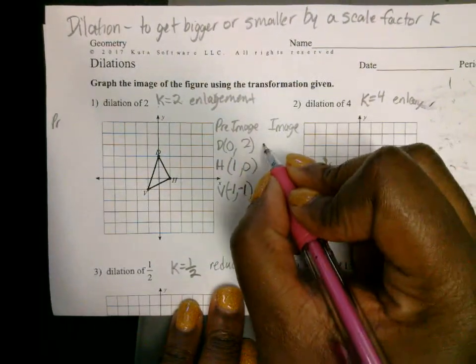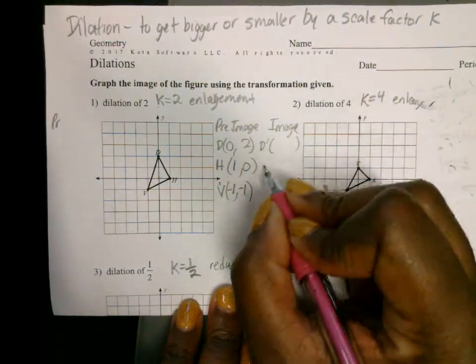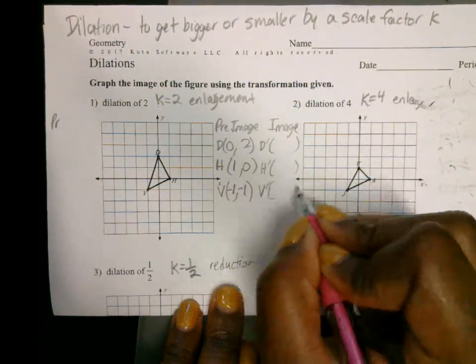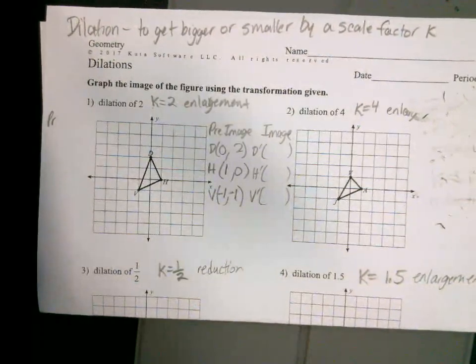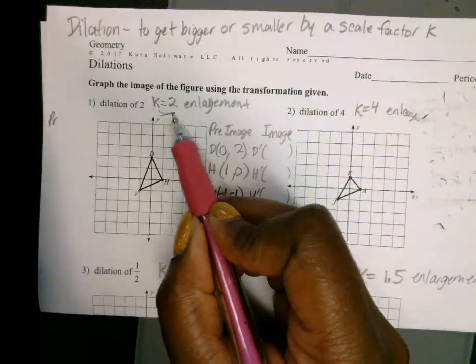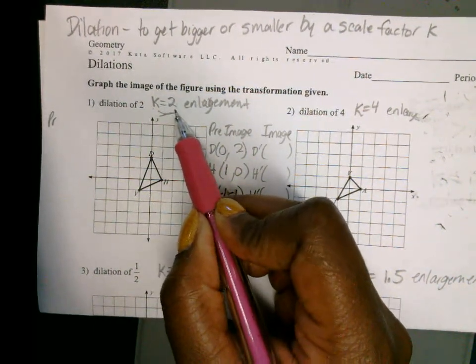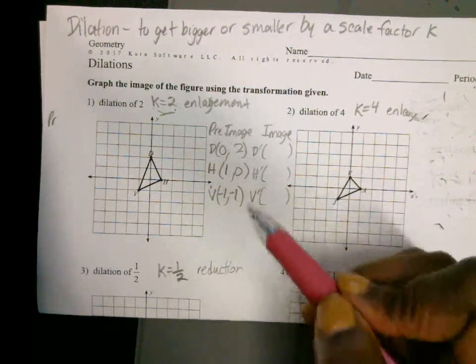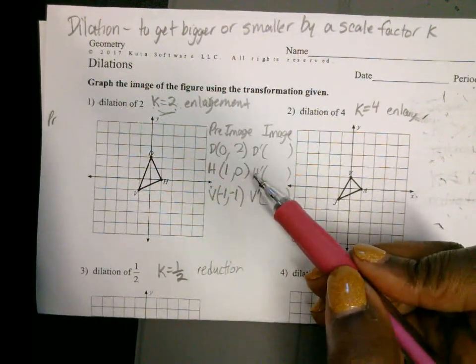All right, so now we're going to write our new location for these points. Watch Miss Reyes so you don't get lost. Don't write anything, just watch me do it. We're going to take whatever the scale factor is, K. The scale factor is 2. And you're going to multiply 2 times all of these numbers to figure out what the new point is.